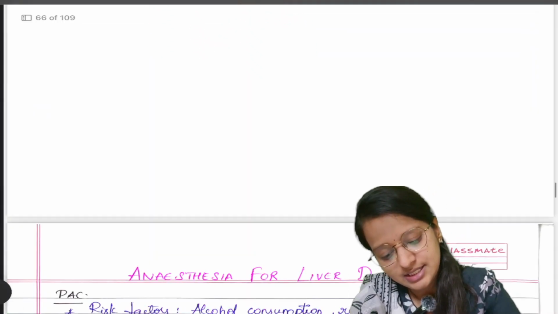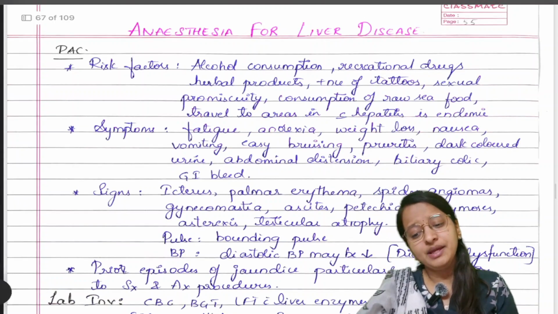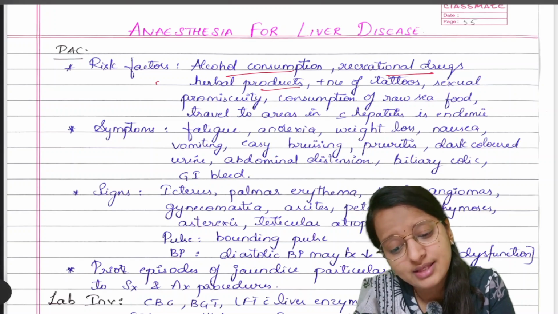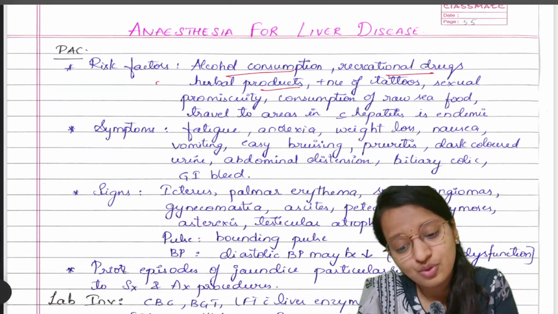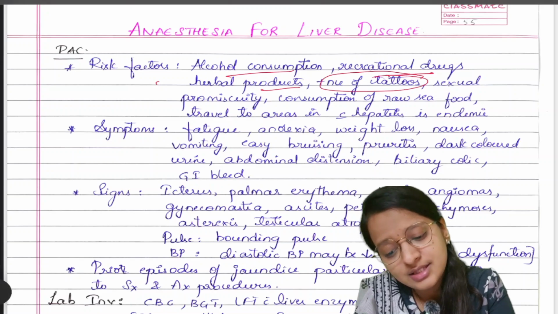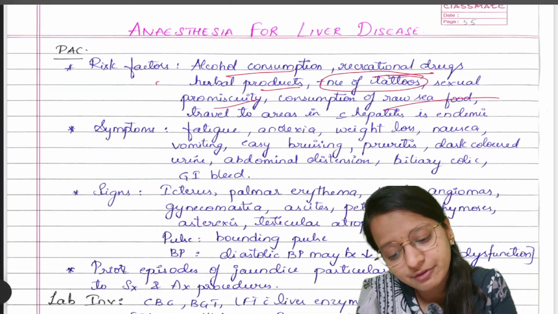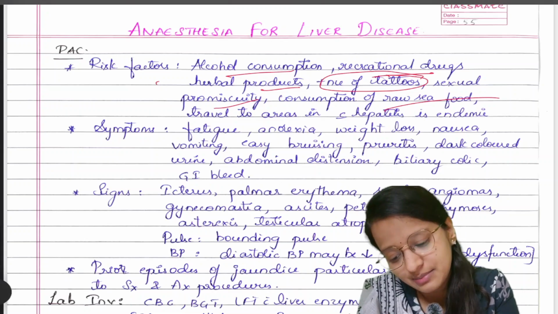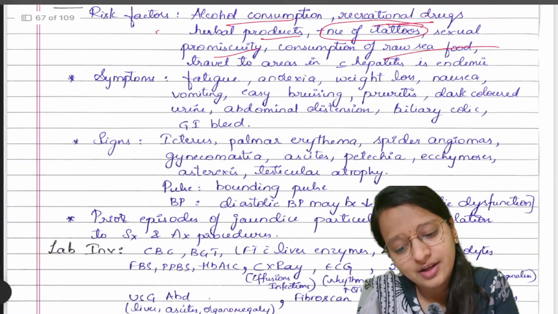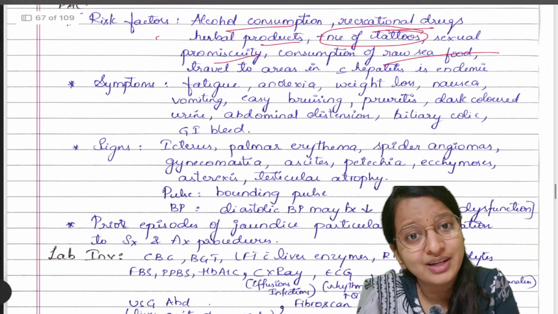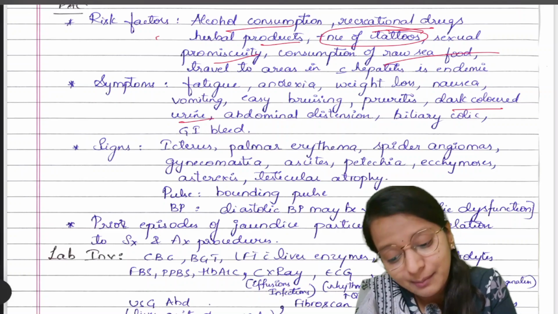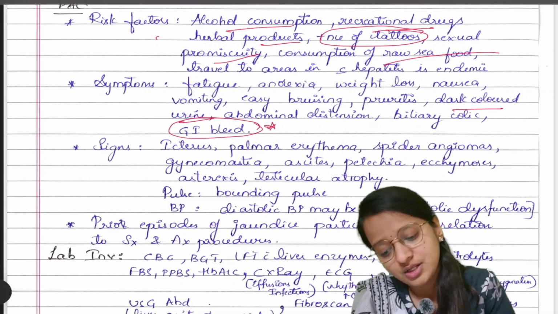Now let us see in detail. In PAC, we have already seen the risk factors: alcohol, drugs, herbal products, tattoos. Tattoos also we have to ask: sexual promiscuity, consumption of seafood, raw seafood, and travel to areas where hepatitis is endemic. We'll ask about symptoms: fatigue, anorexia, weight loss, nausea, vomiting, pruritus, dark colored urine, abdominal distension, any GI bleeds. This is also very much important.